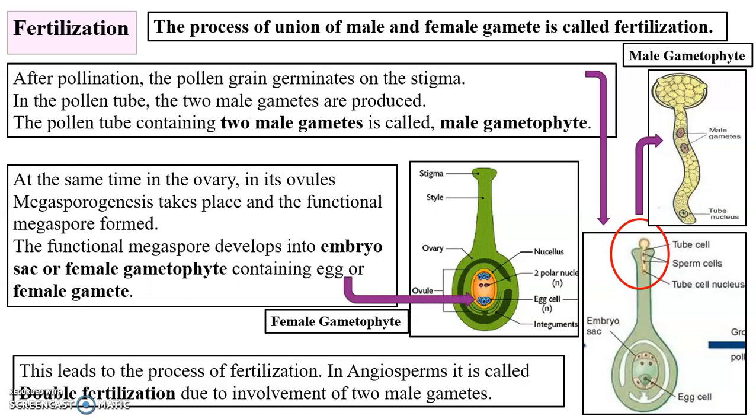At the same time, in the ovule of the ovary, megasporogenesis takes place and the functional megaspore is formed. The functional megaspore develops into an embryo sac or female gametophyte containing the egg or female gamete. These changes come under pre-fertilization changes. They lead to the process of fertilization. In angiosperms, it is called double fertilization.